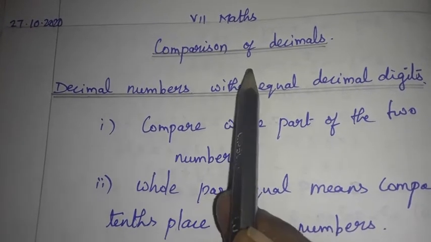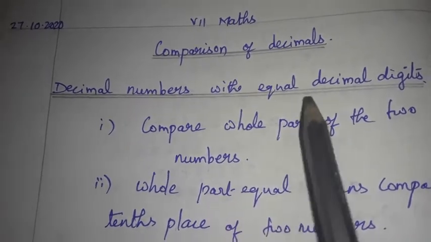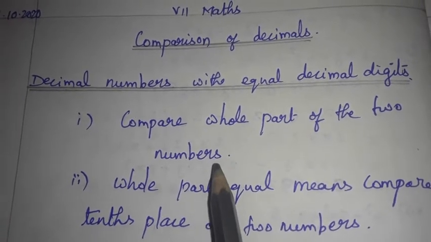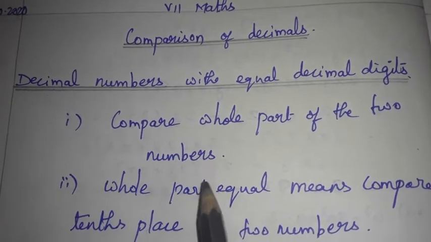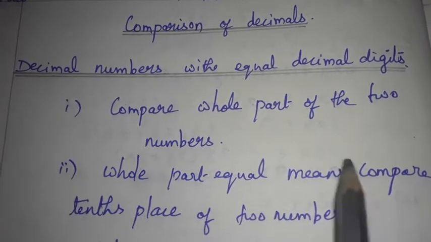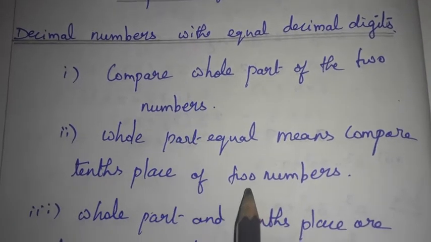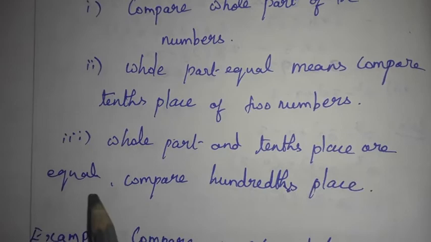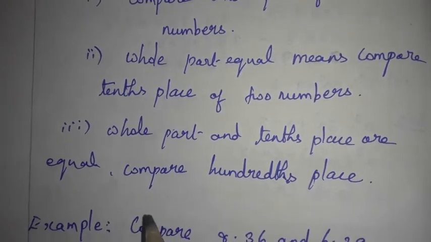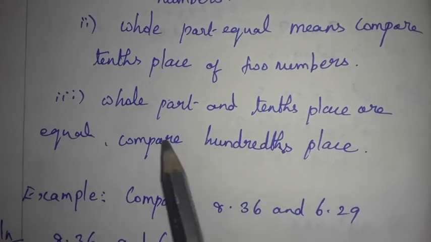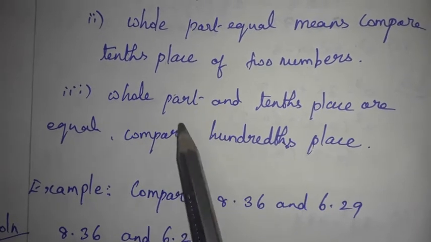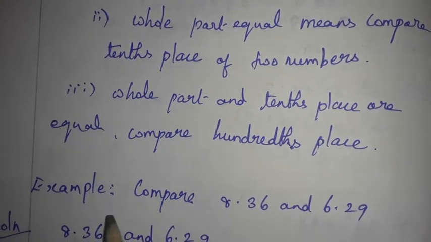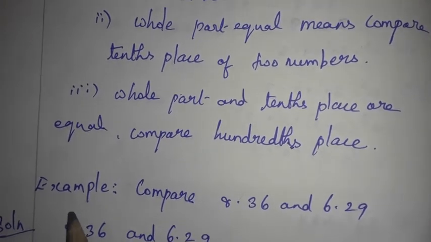To compare two decimal numbers, you have to follow step by step. The first step, compare the whole part of the two numbers. If the whole parts of the two numbers are equal, then you have to compare the 10th place of the two numbers. The third step, if the whole part and the 10th place are also equal, then you have to compare the 100th place of the given two numbers. If the 100th place is also equal, then you have to compare the 1000th place of the given two decimal numbers. Let's see some examples to compare the decimal numbers.